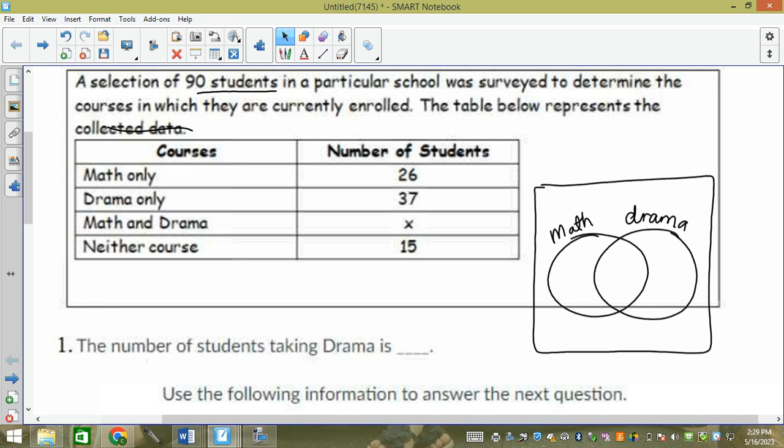And I'm a rebel. And so when I have onlys, okay, yes, we're doing black today. If I have onlys, I can put them in wherever. So math only, 26. Drama only, 37. I don't know the X. And I know there are 15 in either course. How can I find the middle?